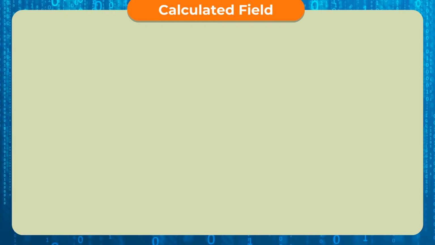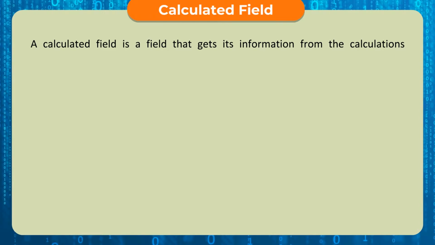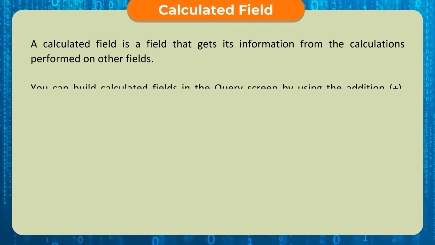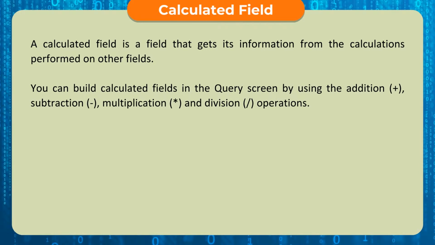Calculated field. A calculated field is a field that gets its information from the calculations performed on other fields. You can build calculated fields in the query screen by using the addition, subtraction, multiplication, and division operations. Expressions.